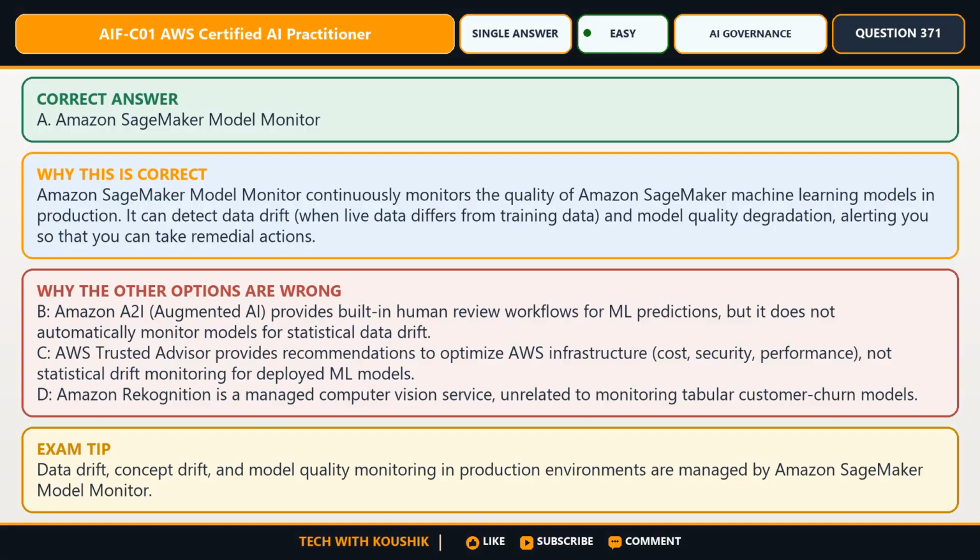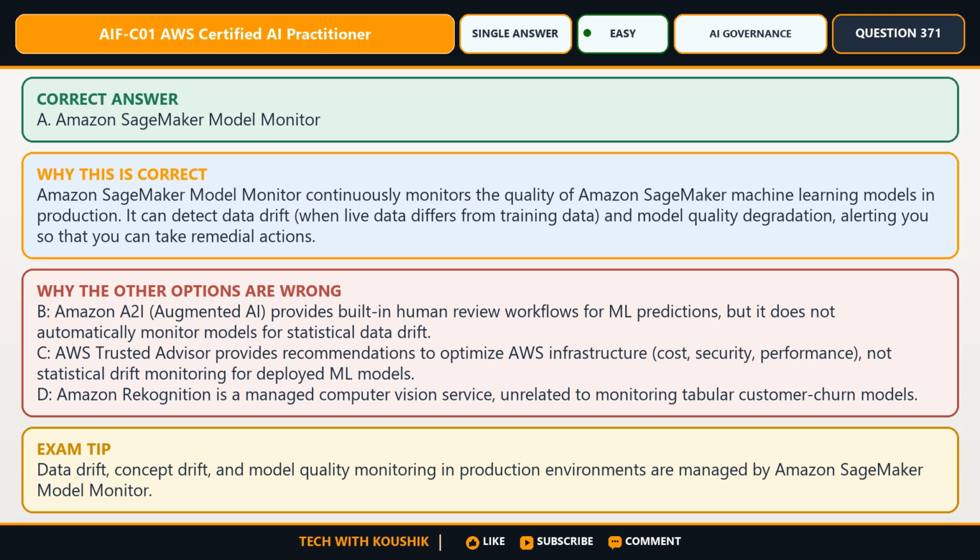The option that satisfies the complete requirement is A. Amazon SageMaker Model Monitor. Amazon SageMaker Model Monitor continuously monitors the quality of Amazon SageMaker machine learning models in production. It can detect data drift when live data differs from training data and model quality degradation, alerting you so that you can take remedial actions.